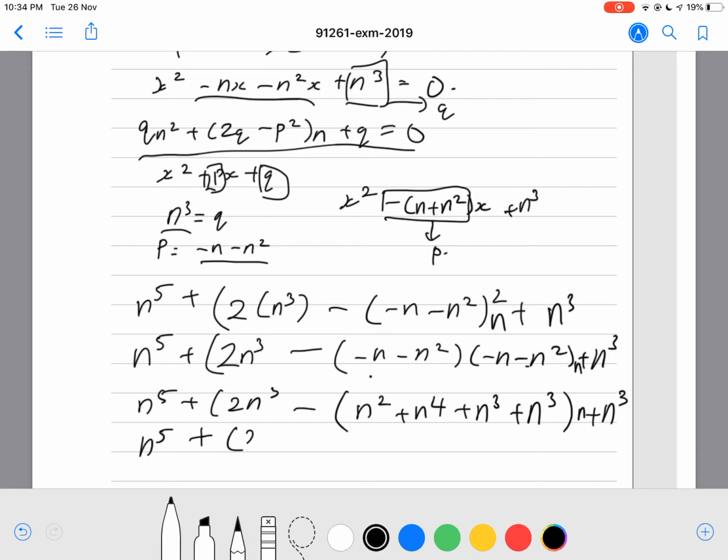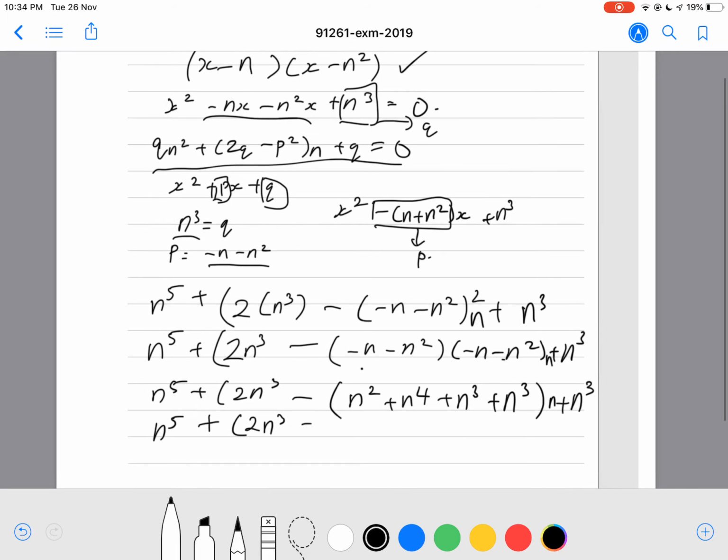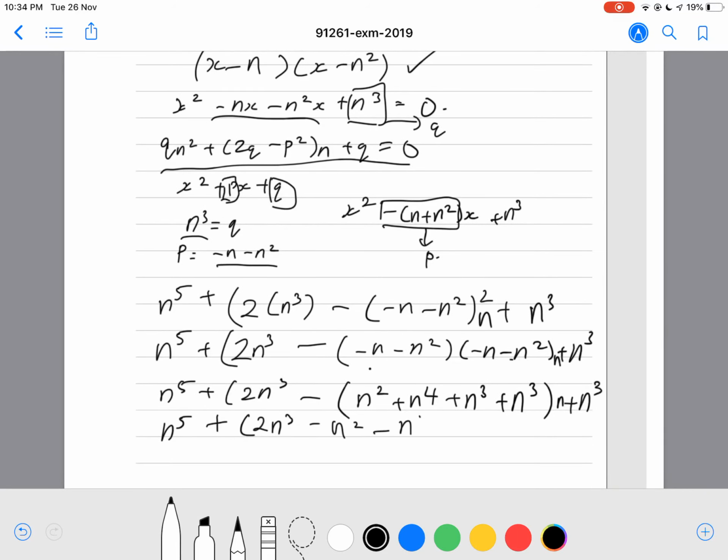So n to the power 5 plus 2n cubed minus, so we're going to times everything here by n. So this will become 2q minus p squared. Oh, the whole thing times by n. Okay, so we're not going to times that by n. We're going to simplify this before we do that. So this becomes minus n squared minus n to the power 4 minus 2n cubed times the n, and plus n to the power 3.